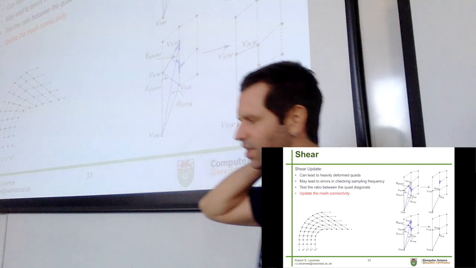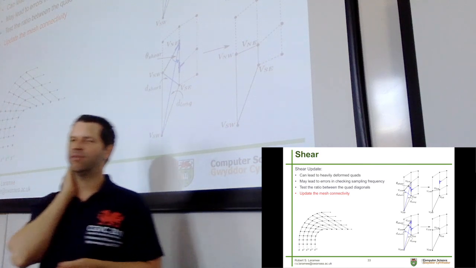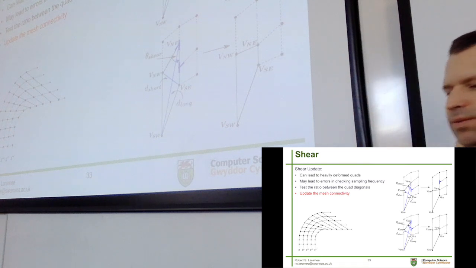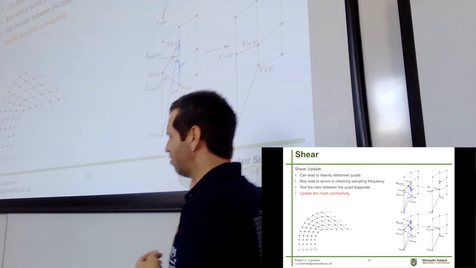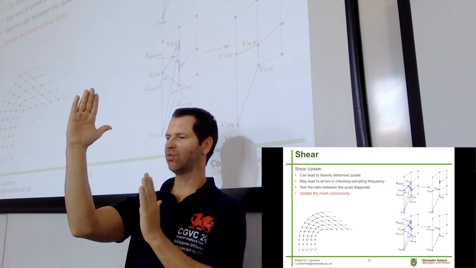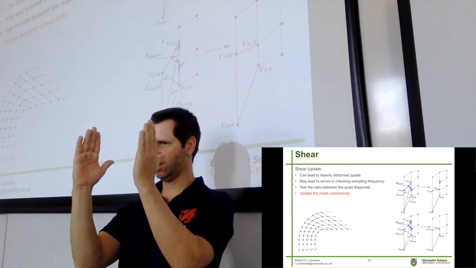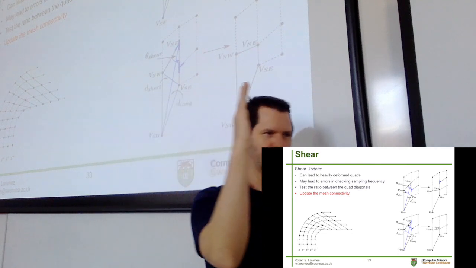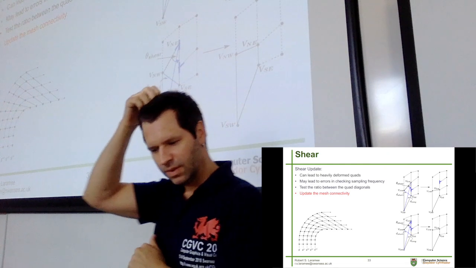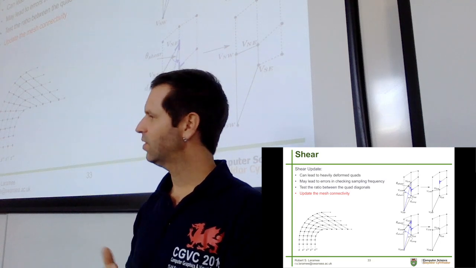These are complicated diagrams for something that's conceptually very simple. It's not simple to implement, but conceptually it's very simple. If you can imagine just taking two edges, two rows of vertices, and shifting them like this, that's all that's happening really on a conceptual level. Did that make any sense, hopefully?